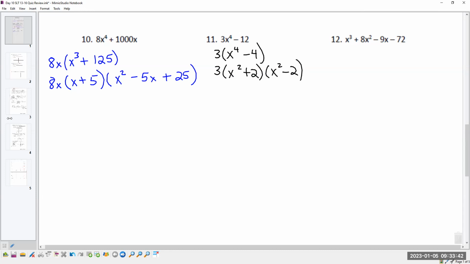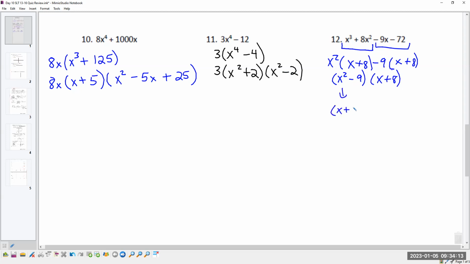Number 12, there's no common factors and there's 4 terms. So I'm going to go straight to grouping. I'm going to take out x squared. And then I'm going to take out minus 9. So then I'm going to have x squared minus 9 times x plus 8. And x squared minus 9, well, hold on. That's not like x squared minus 2. 2 is not a perfect square, but 9 is. So I need to go ahead and factor that. X plus 3, x minus 3, x plus 8.